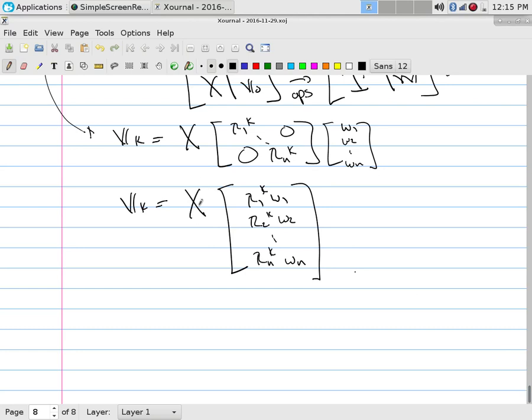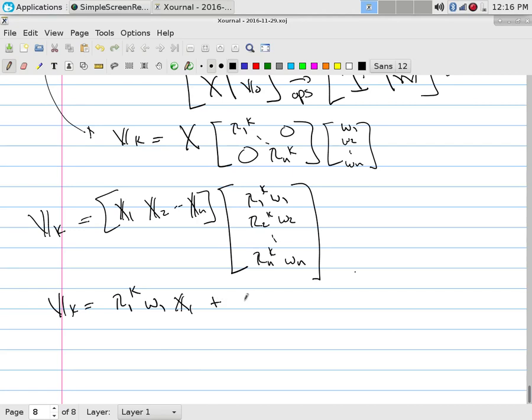This x could be thought of as a row: eigenvector 1, eigenvector 2, eigenvector n, and that equals vk. But a row times a column is a scalar product. So vk is simply lambda 1 to the k w1 times x1, which is a column, plus lambda 2 to the k w2 times x2, plus lambda n to the k wn xn. So what do I have? Number, number, number, vector, vector, vector. It's a linear combination of the eigenvectors.